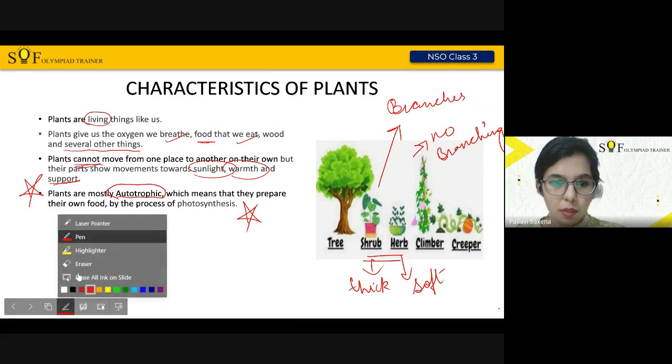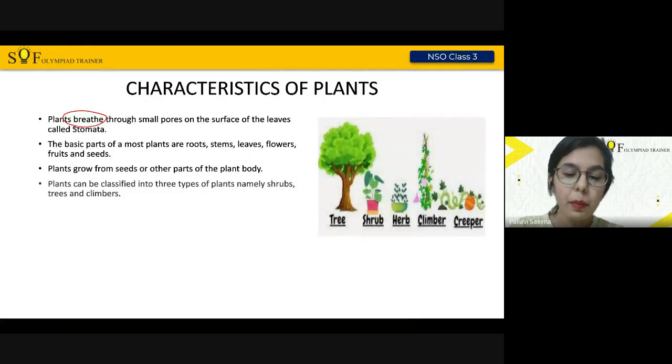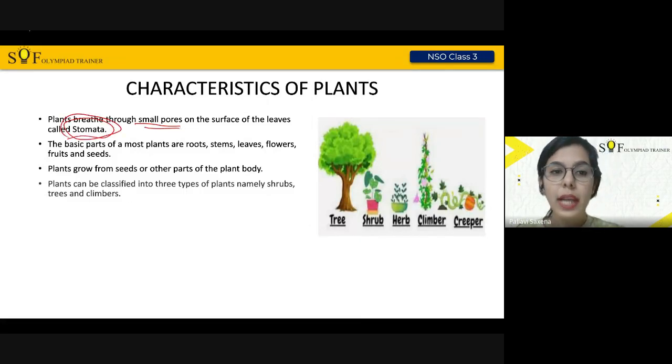Okay, so give me one second. Next. Now we've discussed that plants also breathe, they respire. And one more important point: plants have small pores on the surfaces of their leaves, which are called stomata. And this is what helps the plants to breathe, right?